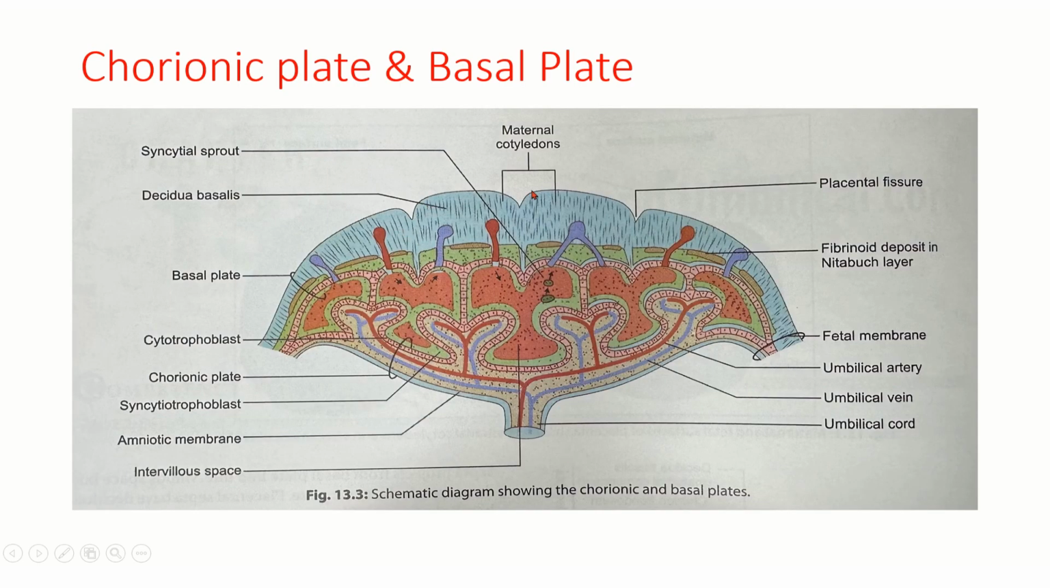You can see here, these are the maternal cotyledons, and this is the chorionic plate. You can see this is the cytotrophoblast, and this is the syncytial trophoblast. This is the extraembryonic mesoderm, where you can see the fetal blood vessels. These are the villi. This is the basal plate. You can see the fibrinoid deposit in the Nitabuch layer.